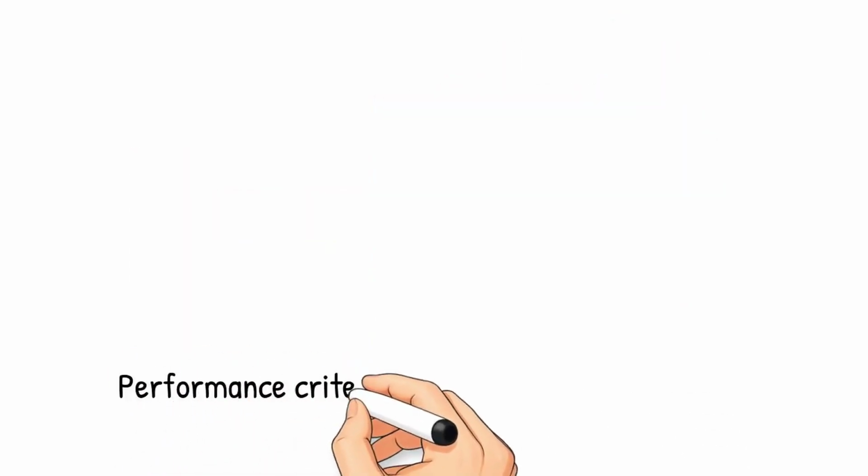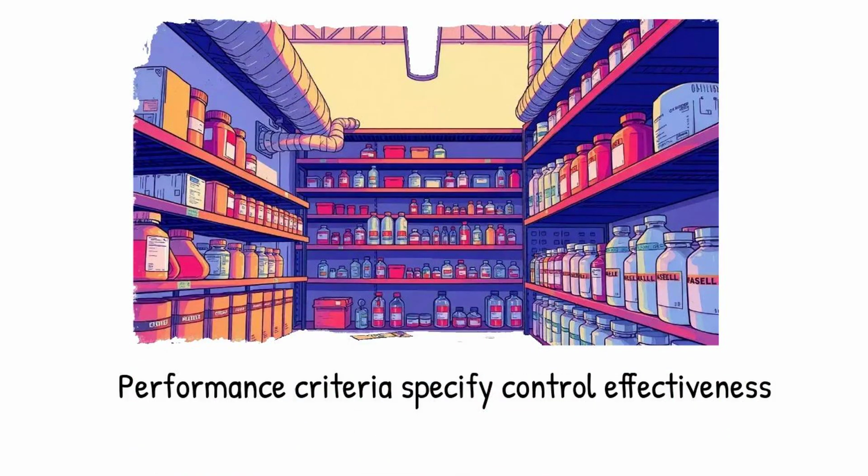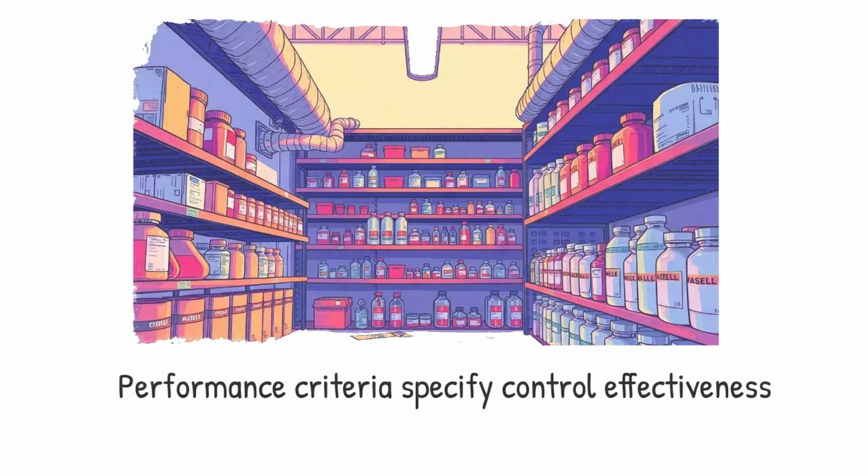The third component is performance criteria. This defines how strong or effective the control must be. For example, an RCS for chemical storage may specify ventilation rates, container types, or segregation distances. Without performance criteria, controls may exist but fail to protect workers.